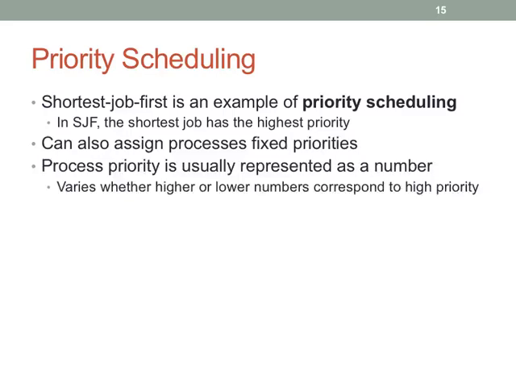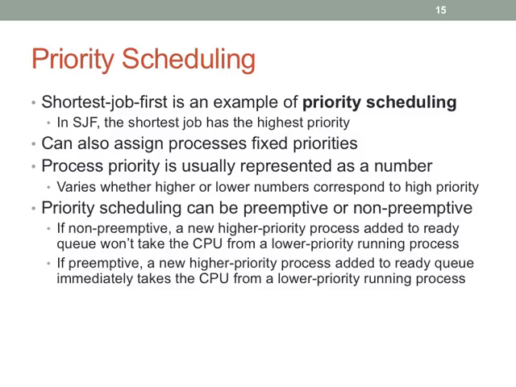And so, like I say here, it's typically represented as a number. It doesn't really matter if it's like higher number is higher priority or lower number is higher priority. You just pick one when you design things. Like Pintos will have a specific way that it interprets priority that you should follow.